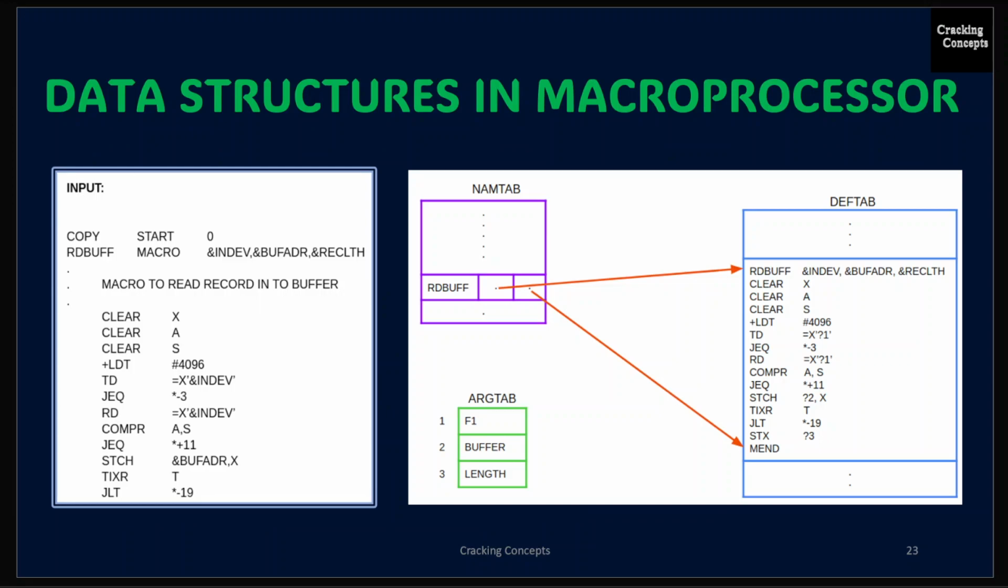Now this is an illustration of num tab, arg tab and def tab. Now this is the definition of the macro, and this is the name of the macro and pointers to the beginning and end of the macro, and arg tab contains the arguments, which can be seen in the macro invocation statement.